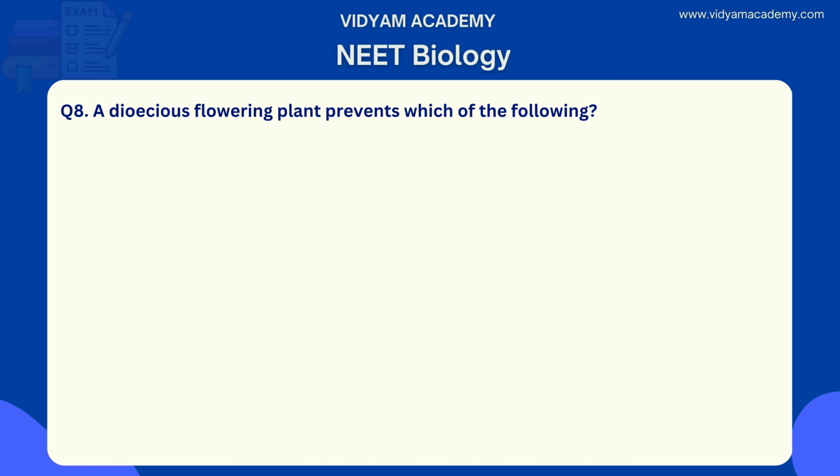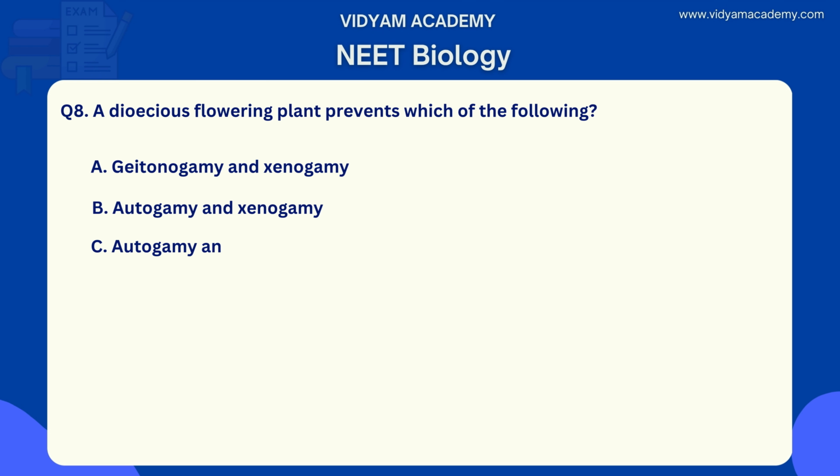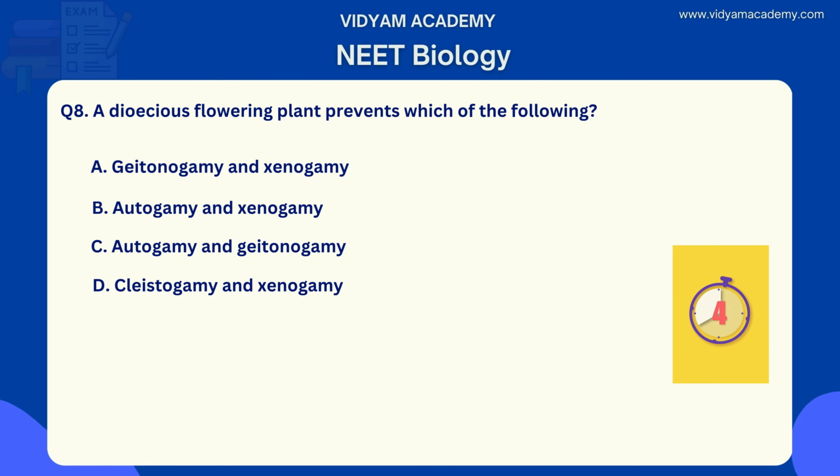Question number 8 is, a dioecious flowering plant prevents which of the following? Option A, geitonogamy and xenogamy. Option B, autogamy and xenogamy. Option C, autogamy and geitonogamy. Option D, cleistonogamy and xenogamy. What is the right answer for this question? Would you guess? Your time starts now.